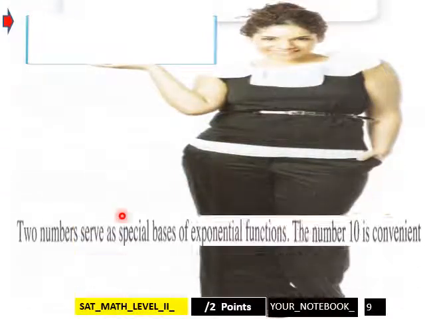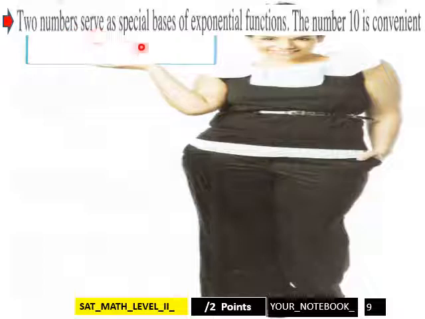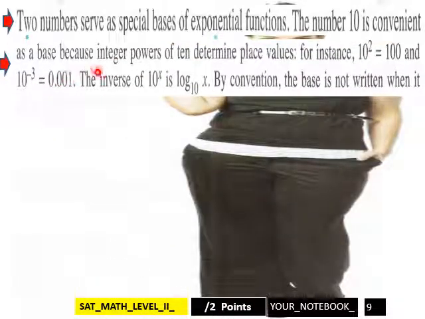Okay, so two numbers serve as special bases of exponential functions. The number 10 is convenient as a base because integer powers of 10 determine place values. For instance, 10 squared equals 100, 2 zeros, and then 10 to the negative 3 equals 3 places over to the right of the decimal point, or 0.001. The inverse of 10 to the x is log base 10 of x.